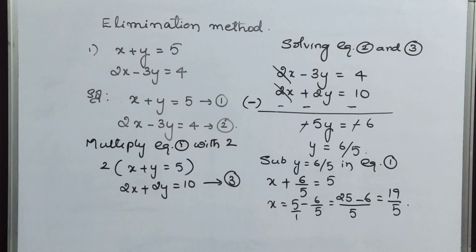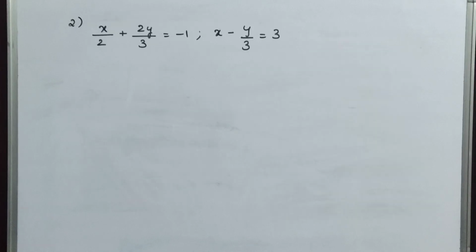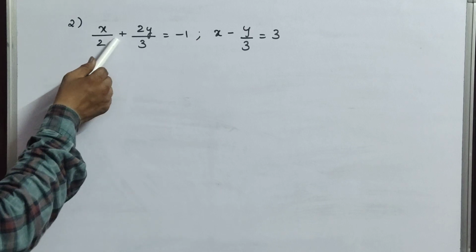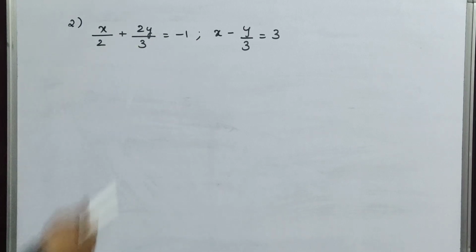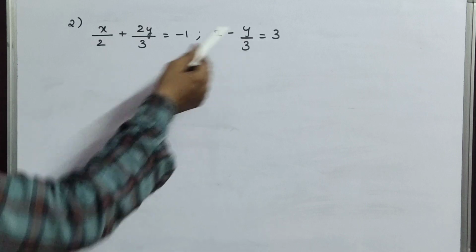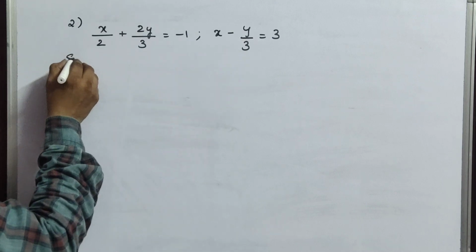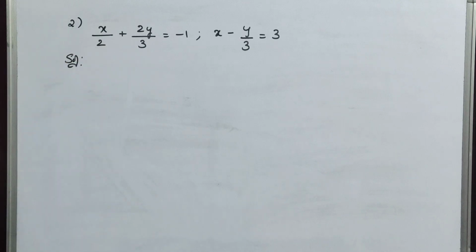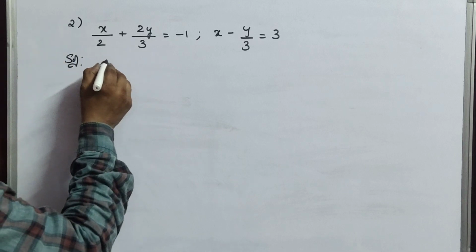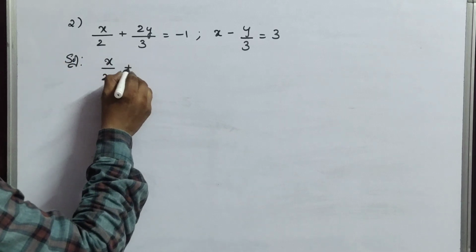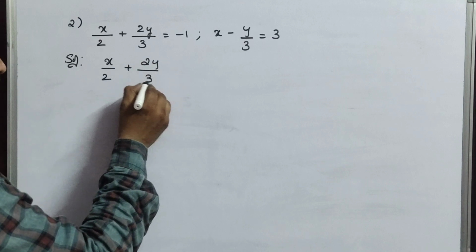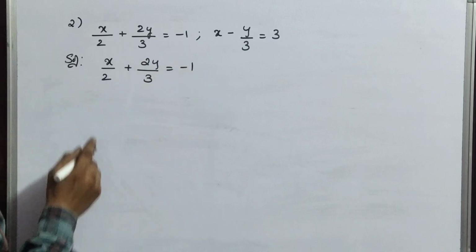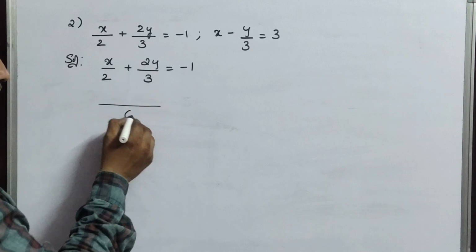Okay. Now if the question is a little bit different, how are we going to solve the equations? Okay children, see the equations given here. x by 2 plus 2y by 3 equals minus 1, and x minus y by 3 equals 3. When there are fractions, you can do it, but it will take a long time. So first simplify this one: x by 2 plus 2y by 3 equals minus 1. Now simplify this. LCM is 6.